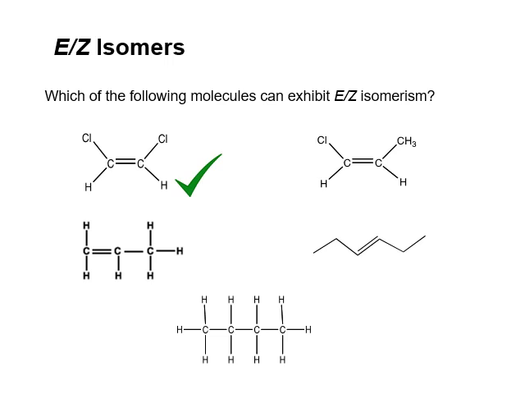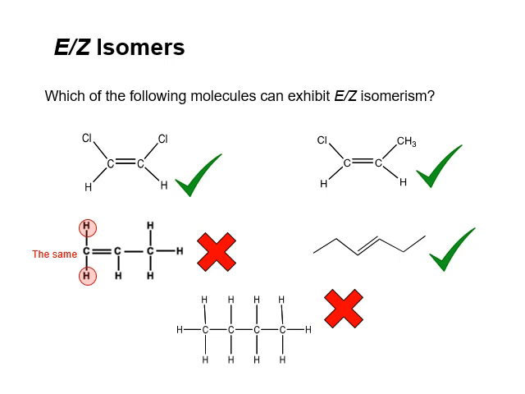This one also can, the top right one. Again, you've got a double bond, and each carbon of the double bond has two different groups attached. This one down here cannot. The left-hand carbon of the double bond has two hydrogens on it, so they're obviously the same. So this one does not fulfill the second requirement. This molecule here will. Each carbon of the double bond has a CH2CH3, an ethyl group, and also a hydrogen. So that one will show EZ isomerism. This bottom one here, hopefully you've spotted, will not be able to because it doesn't even have a double bond. So that will definitely not exhibit EZ isomerism.